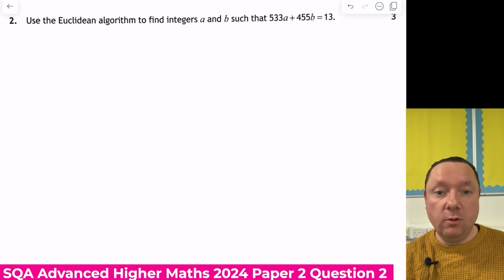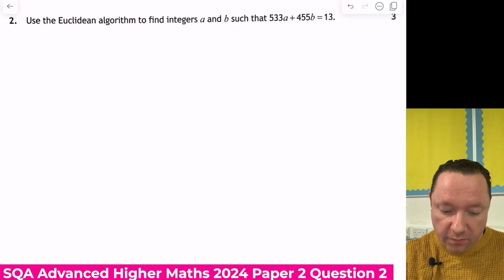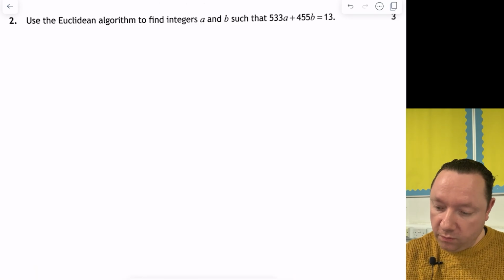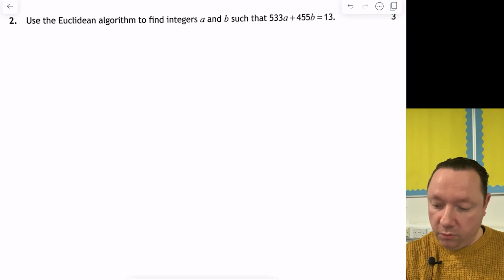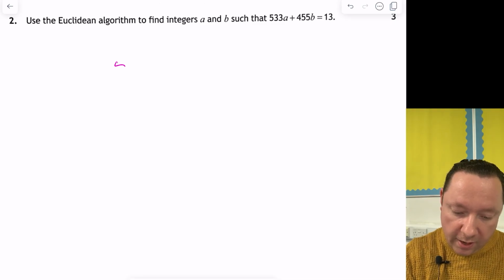SQA Advanced Higher Maths 2024 Paper 2 Question 2. Use the Euclidean algorithm to find a and b such that 533a plus 455b equals 13. So we're just dividing over and over again. So we've got 533 equals, well, obviously 1 times 455. And then we need to find the remainder.